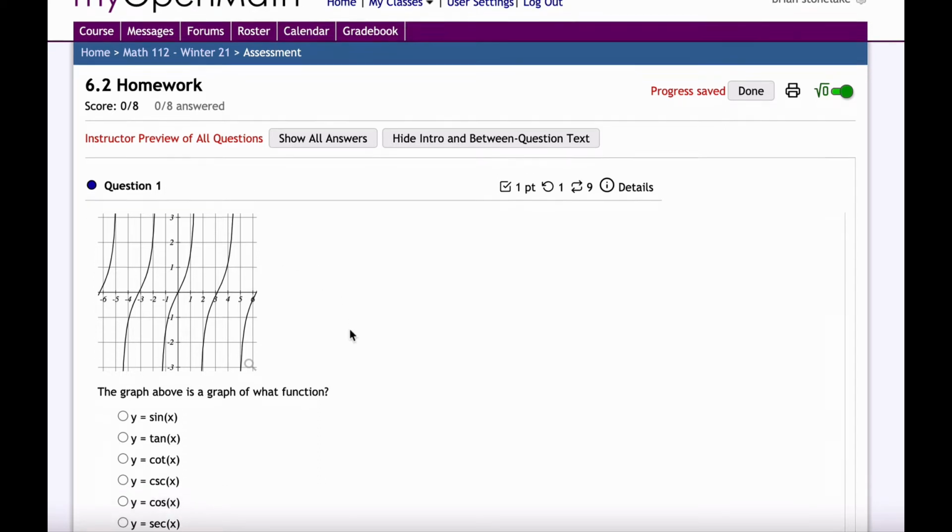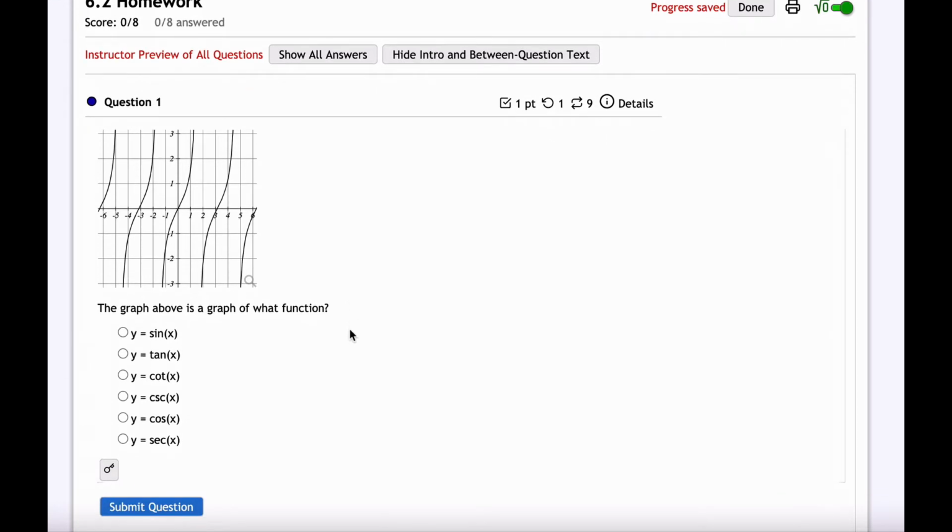So the first two questions deal with untransformed versions of our trig functions. In this first one, they give you a graph and you're supposed to figure out which function is graphed here. Ideally, you'd know enough about the untransformed versions of each of these different graphs to just match it up with this picture, select your answer, and move on.